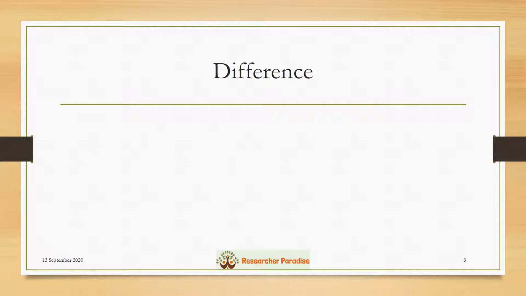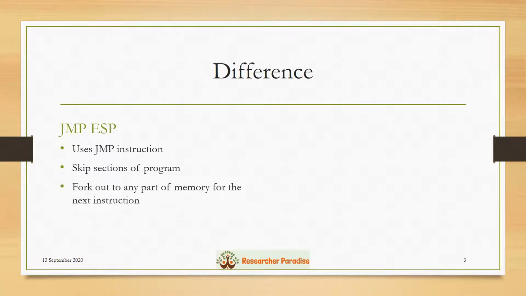In the previous video, we used the technique called jump ESP or a jump instruction. The jump instruction allows an exploit developer to skip sections of program and fork out to any part of the memory for the next instruction. The jump instruction doesn't use the stack. It also doesn't return to the next instruction which had to be executed after jump.